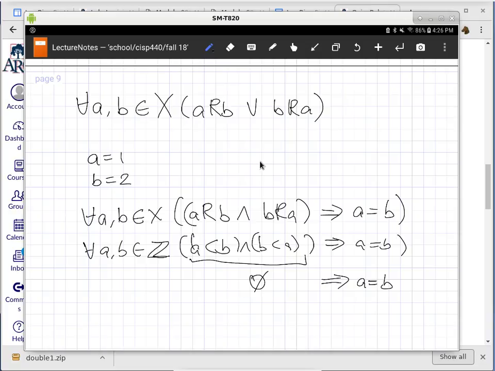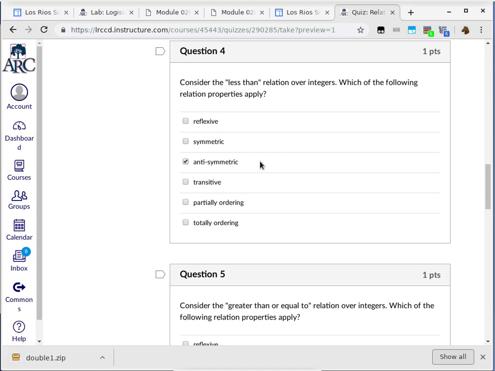So are we good so far? Any other questions before we move on to the next question? Nope. Okay. So let's go ahead and move on. Anti-symmetric is true. Is it transitive? We are talking about less than now. If A is less than B and B is less than C, does that imply A is less than C? Yep, makes sense. Is it partially ordering? Well, it's not, because it's not reflexive. If it's not partially ordered, it cannot be totally ordered. So that's basically the answer of this one.